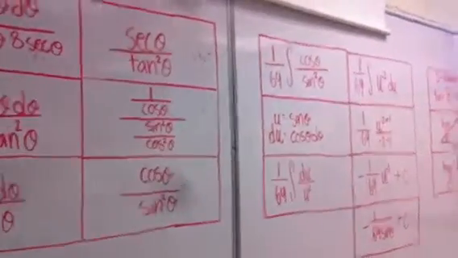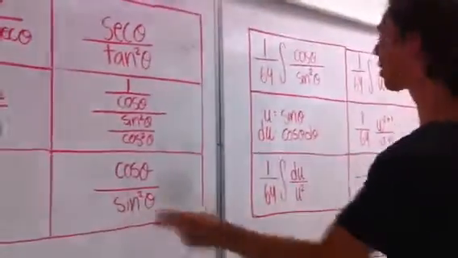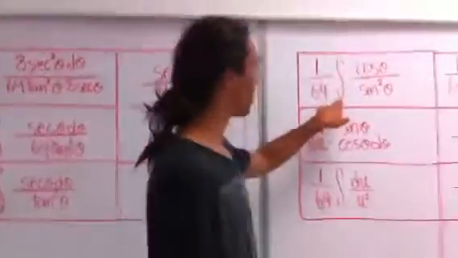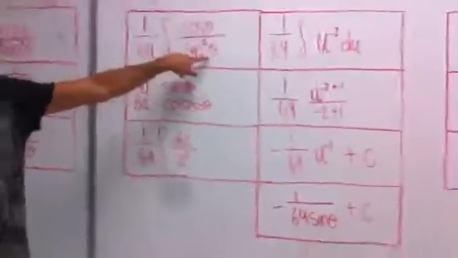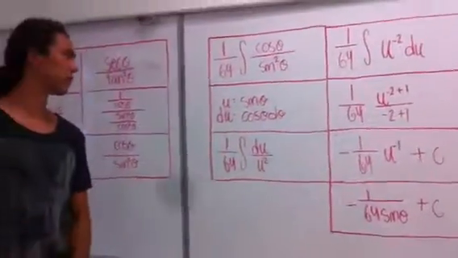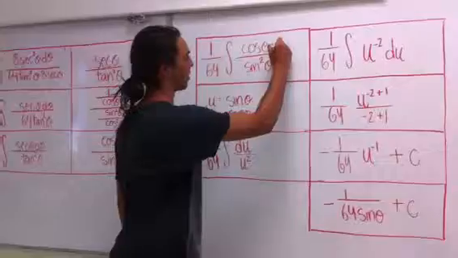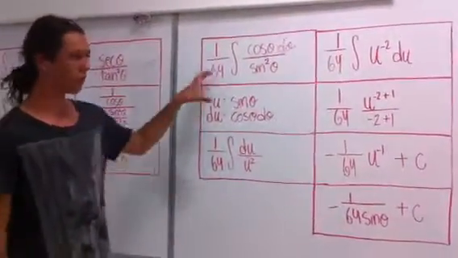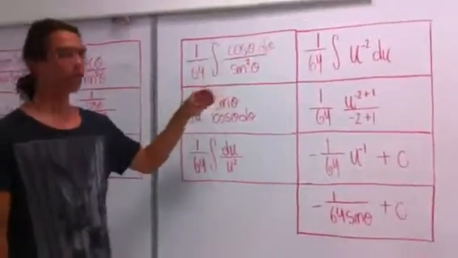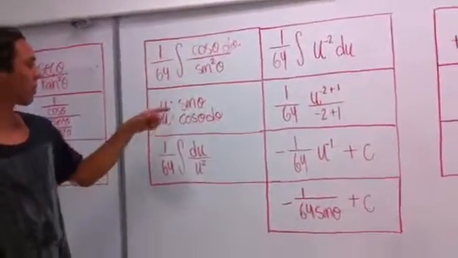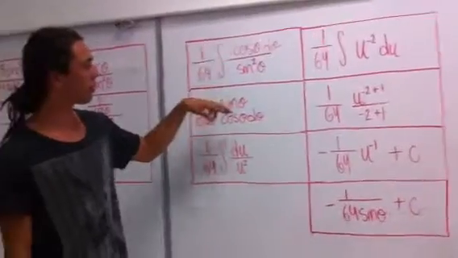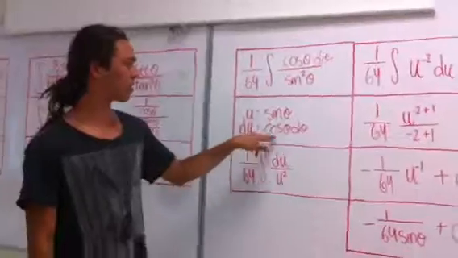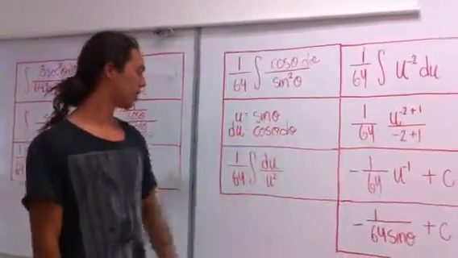Okay, now that we have this, we're going to substitute it into our function. And we have 1 over 64 integral of cosine over sine squared of theta. We're just missing a d theta right here. Okay, so first we have to see which one is the derivative of the other one. And we see that sine, if we derivative it, we get cosine. That's why we choose this as our u. And after derivating, we get cosine theta d theta.